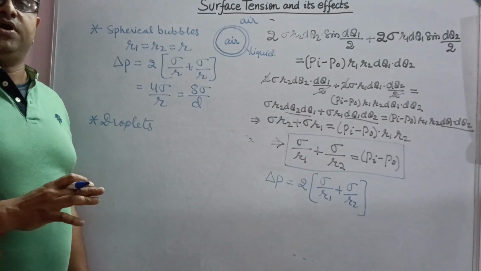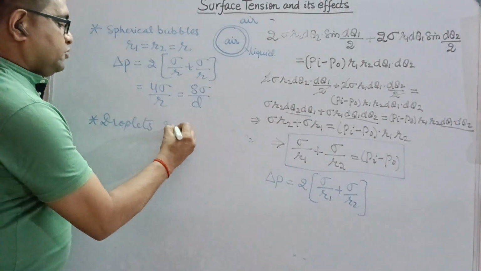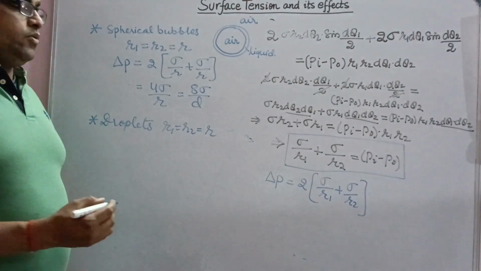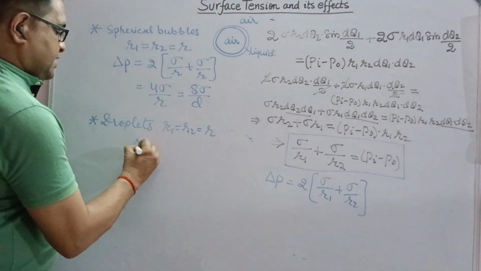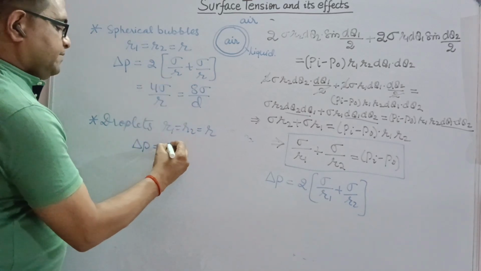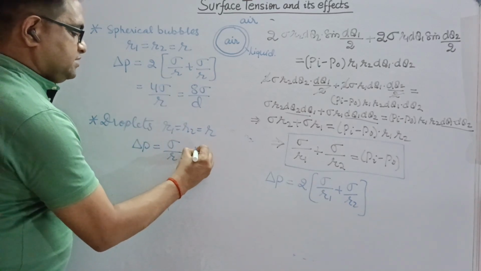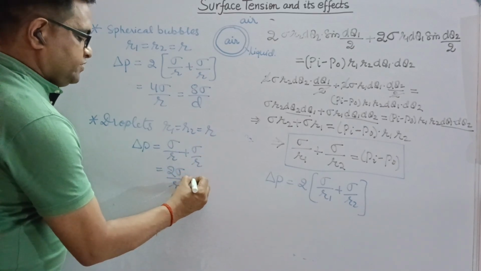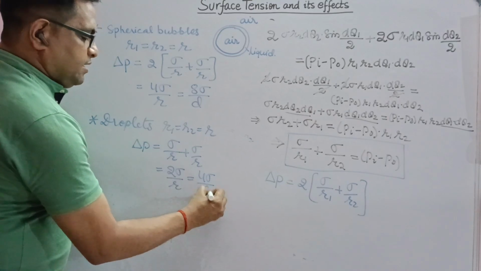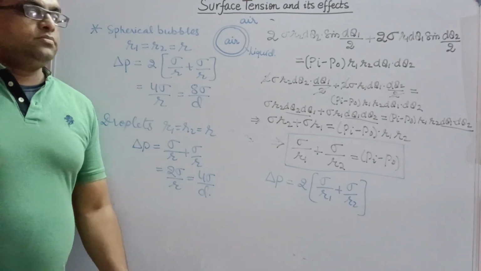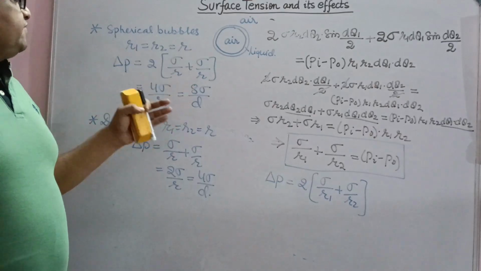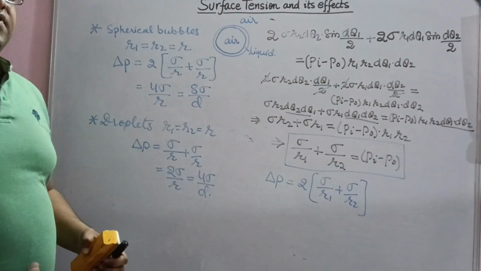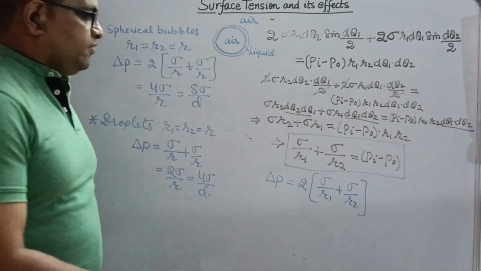In case of a spherical liquid droplet, again R1 will be equal to R2, which will be equal to R, but here del P will not be equal to twice, but simply sigma upon R plus sigma upon R. So this becomes 2 sigma upon R, which is equal to 4 sigma upon D. Now, this expression for pressure difference for spherical bubbles and droplets can be calculated in a very simple way. Let me explain that simple way.